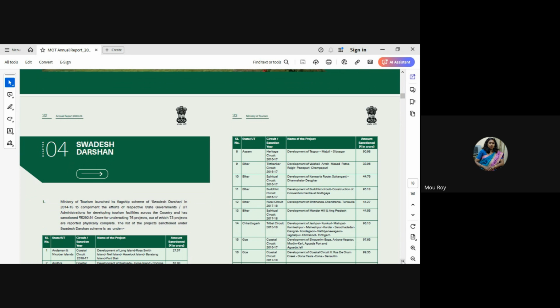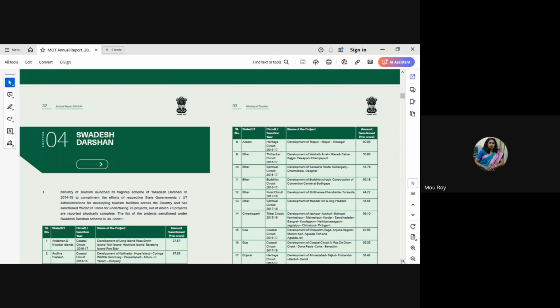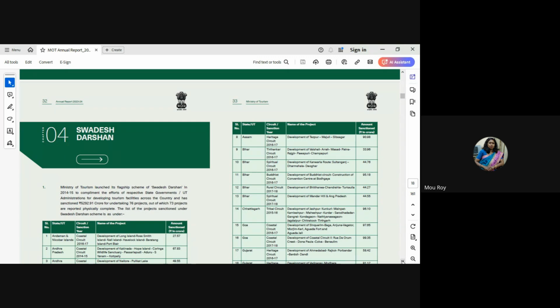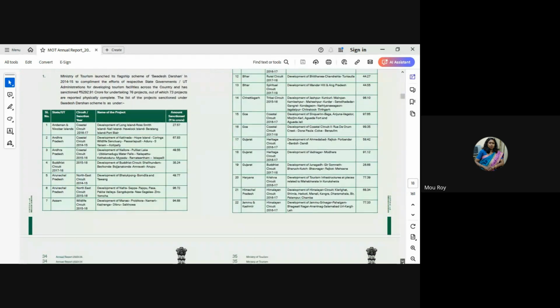Now, suppose you take the example of the Goa coastal circuit. It includes development of the coastal circuit at Aram Creek, Donapola, Colva, Benaulim. These are the beaches, and this is what they have developed as coastal circuits. Some are coastal circuits, some are Buddhist circuits. All these come under the Swadesh Darshan, which was initiated by the Ministry of Tourism.